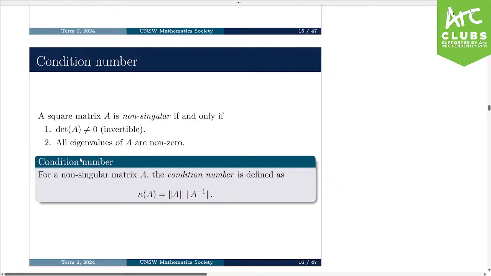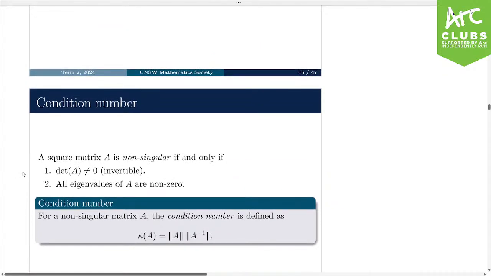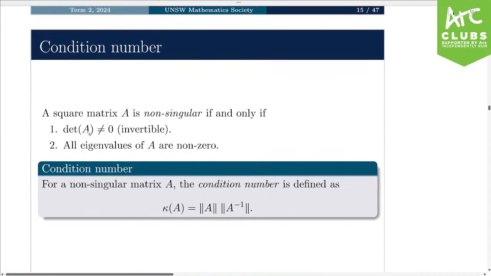So after norms get introduced, there's also the idea of condition numbers. First, let's review what it means for a matrix to be non-singular. A square matrix is non-singular if it's invertible. That means the determinant is not 0, and that's the same as all eigenvalues being non-zero.